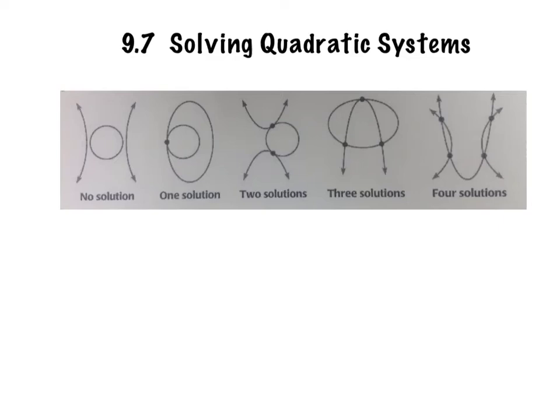So let's learn something new. We're going to do solving quadratic systems, and you can see there are quadratic systems with anywhere from no solutions to 4 solutions. I can think of plenty other ones. I could probably do a circle with a parabola that would have 1 solution. So obviously there are plenty other ways to do these.